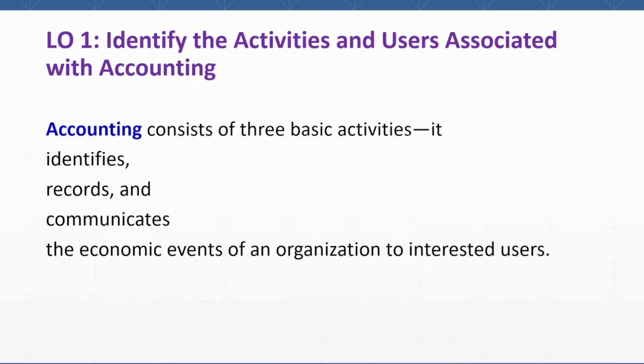Okay, learning objective 1: identify activities and users related to the accounting process. As we learned, accounting is a process of, based on this text, 3 activities or 3 verbs: identifying, recording, and reporting or communicating. So both are the same. You communicate your financial information to the users, you report to them.